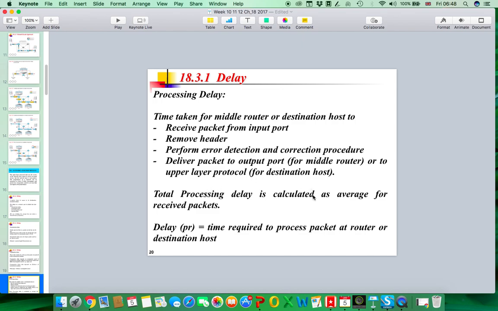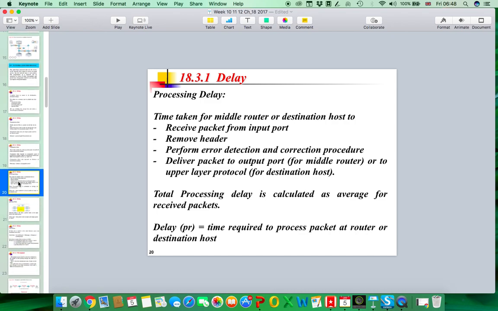And the processing delay is calculated as the average. So you will be given the value of processing delay. So the delay is equal to the time required to process the packet at the router or the destination host, okay? So this is about it.